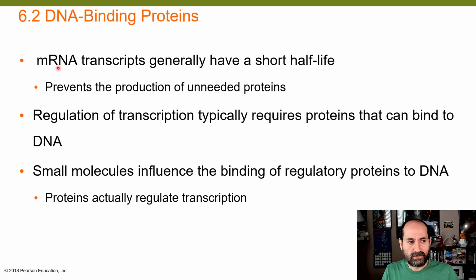Now, mRNA itself is a fragile molecule, and it generally has a short half-life. So once an mRNA is made, it gets degraded relatively readily. And this prevents the production of unneeded proteins. If the mRNA is degraded, then you're not going to get protein production past when you need it. And this is important because keep in mind that proteins are expensive for the cell to produce.